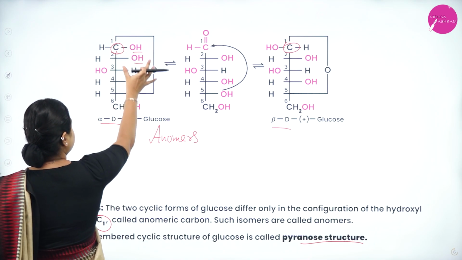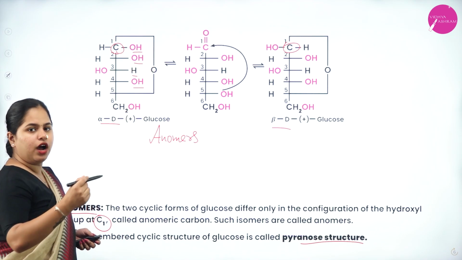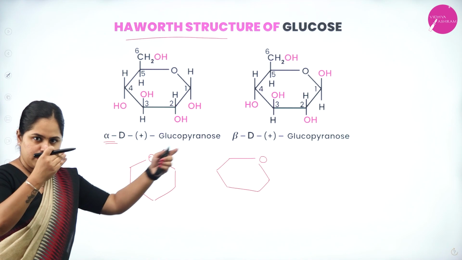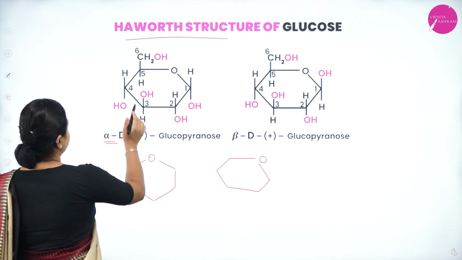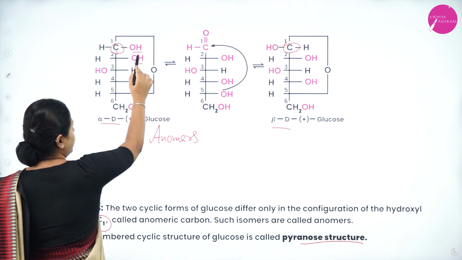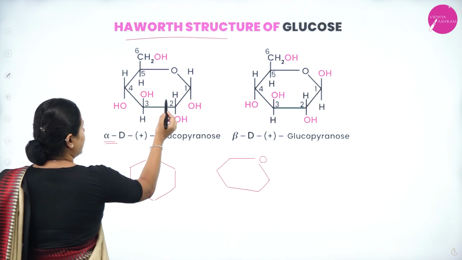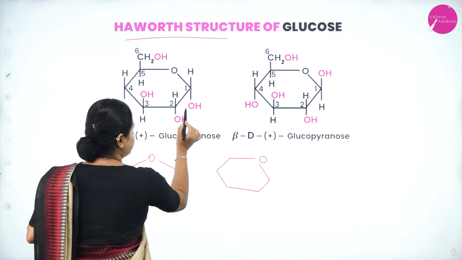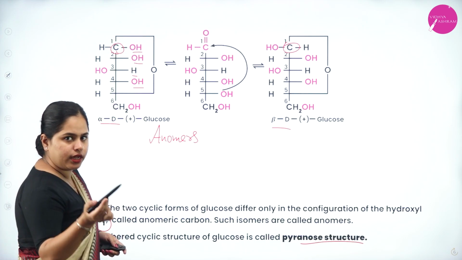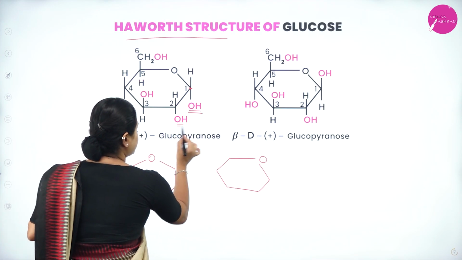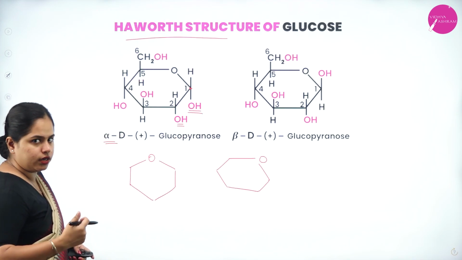So all of that which is present on the right side, you have to mention those groups below. You can see on the first carbon atom you have the hydroxyl group on the right side, so that is mentioned here. Now on the second carbon atom also it is on the right side, so again you will mention it on the second carbon atom on the downside.